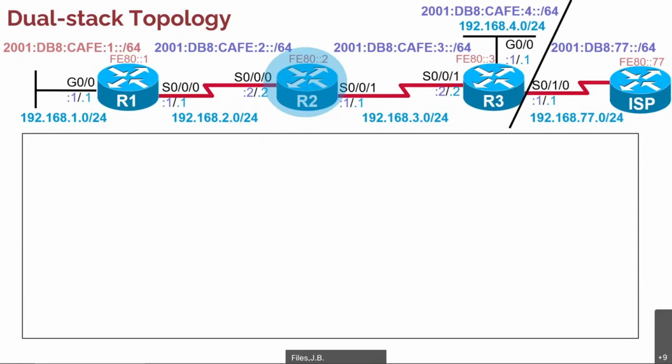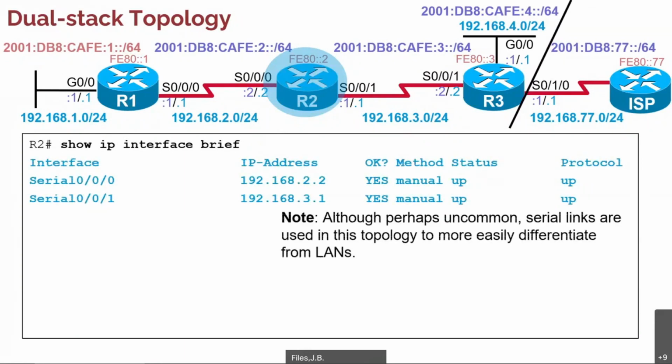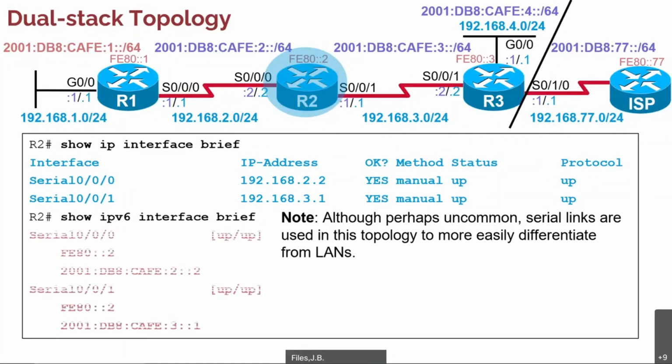So on R2, the one in the middle, we've got it highlighted. We're going to issue a show ip interface brief, and we can see we've got our interfaces, okay? So serial links are going to be assumed to be a LAN interface here, but this is just a weird topology, so don't worry about the serial links versus Ethernet links. Okay, show ipv6 interface brief. Okay, so we've got this interface and that interface.